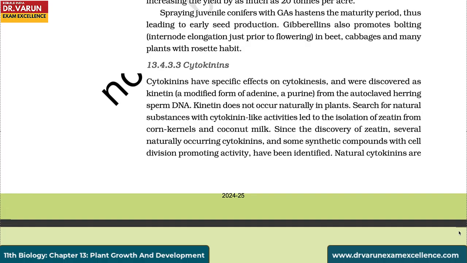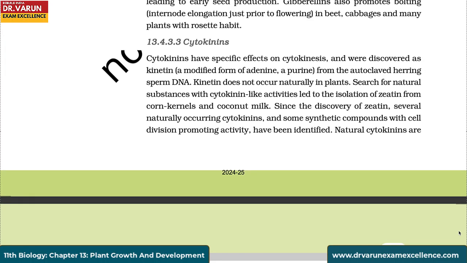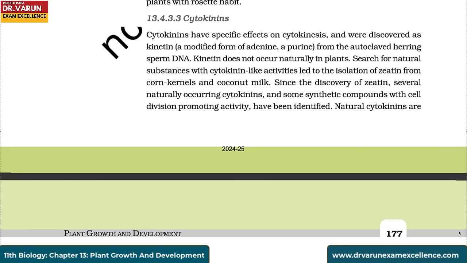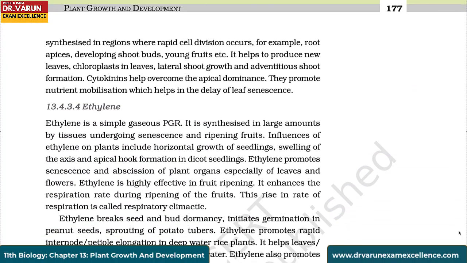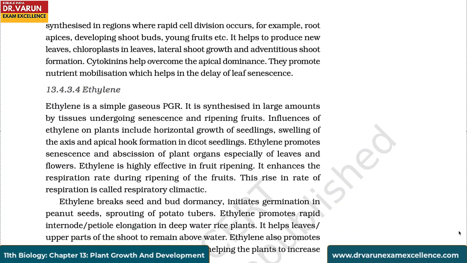Since the discovery of zeatin, several naturally occurring cytokinins and some synthetic compounds with cell division promoting activity have been identified. Natural cytokinins are synthesized in regions where rapid cell division occurs, for example, root apices, developing shoot buds, young fruits, etc. They help to produce new leaves, chloroplasts in leaves, lateral shoot growth, and adventitious shoot formation. Cytokinins help overcome the apical dominance. They promote nutrient mobilization, which helps in the delay of leaf senescence.